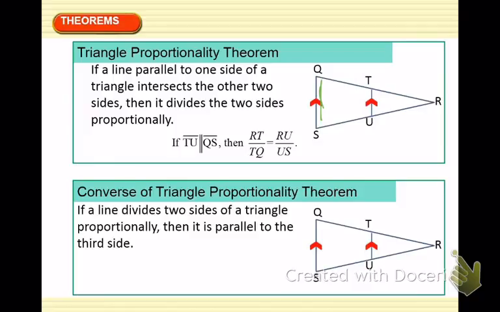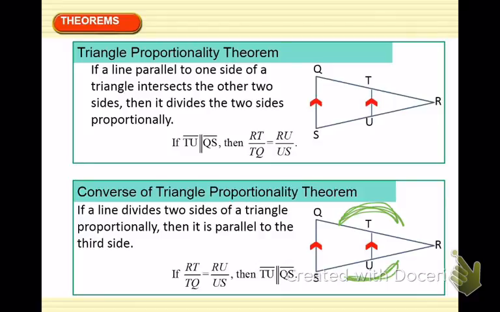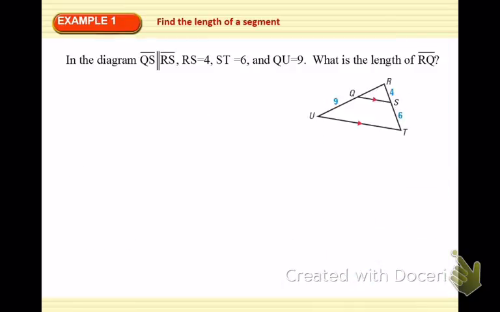Now, there's a converse to that proportionality theorem that says that if a line divides two sides of a triangle proportionally, then it's parallel to the third side. So the original theorem talks about knowing the two lines are parallel first, and then we know that the sides are divided proportionally. The converse says, well, we can check to see if the sides are divided proportionally, and if they are, then that means that these two segments, TU and QS, are going to have to be parallel. So if you want to make sure that two segments are parallel, this might be one way to do it. Okay? The converse, I mean. All right, let's put it to use.